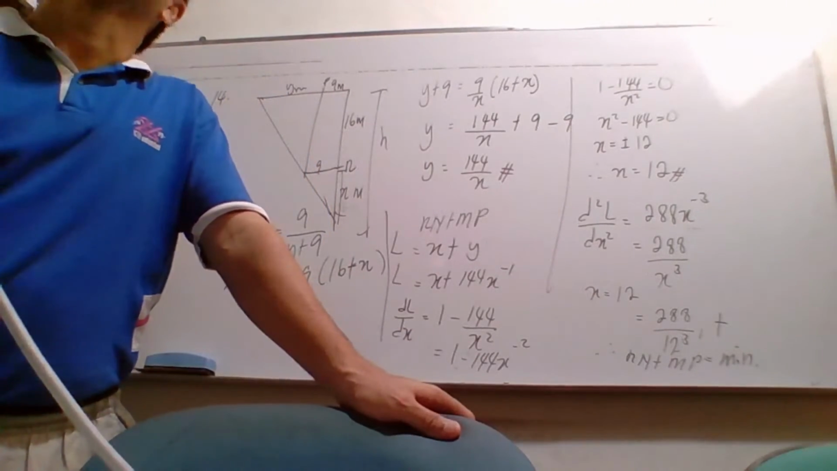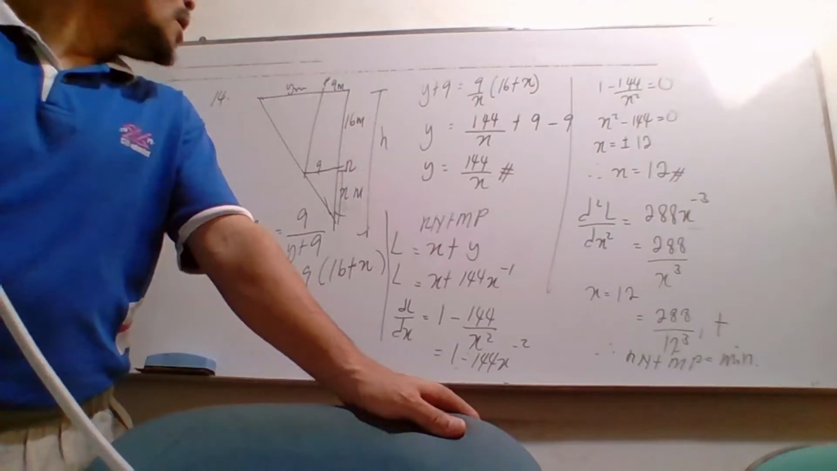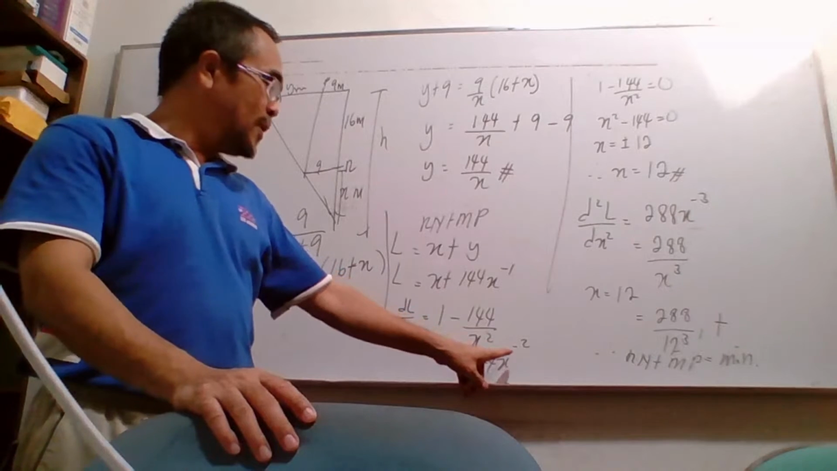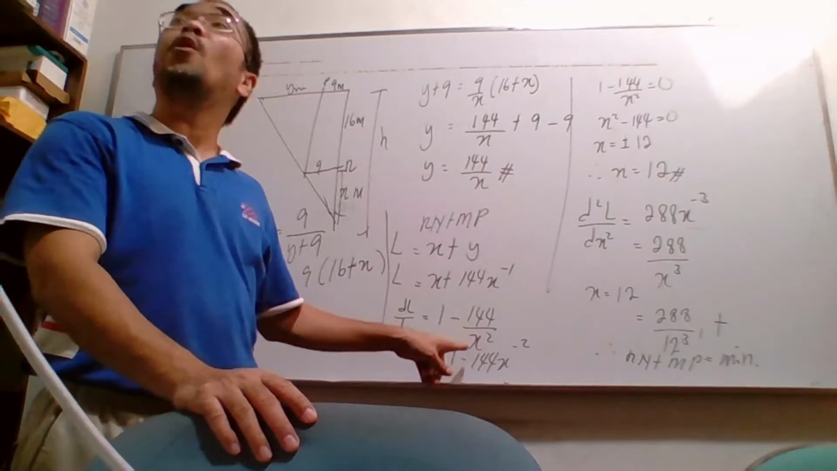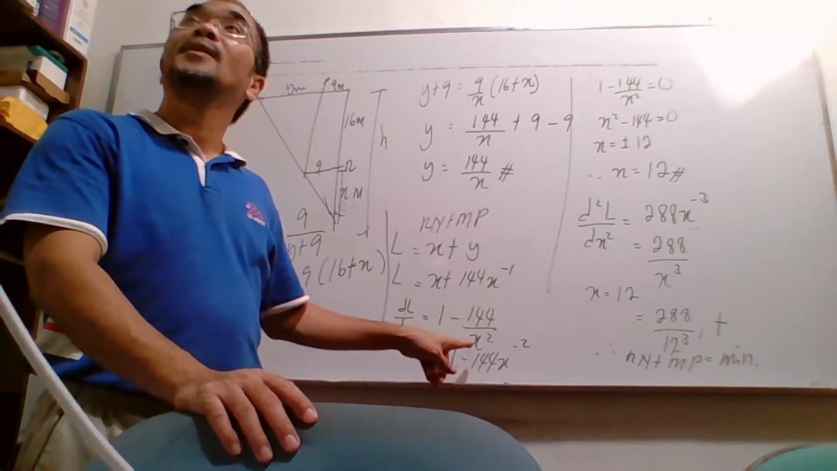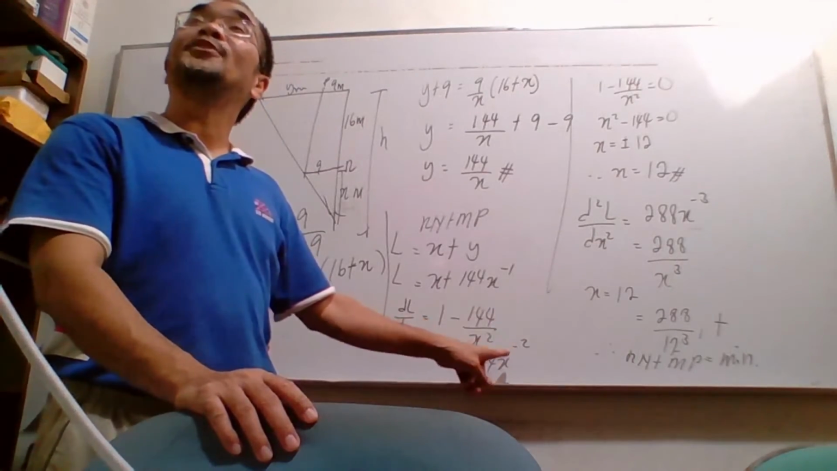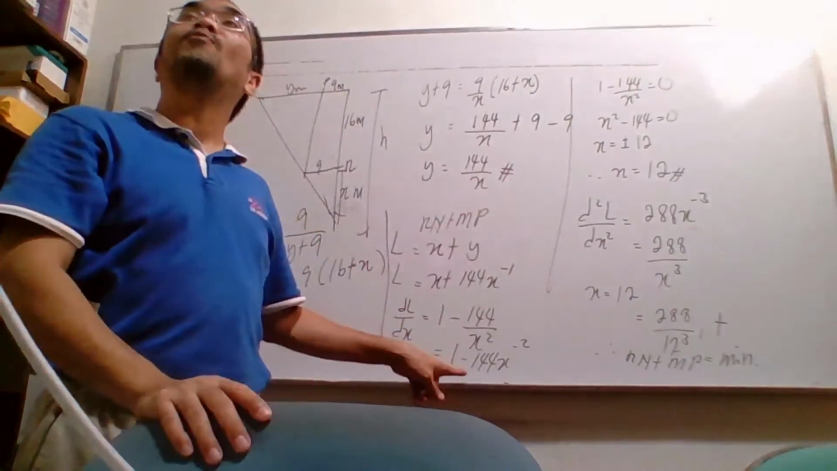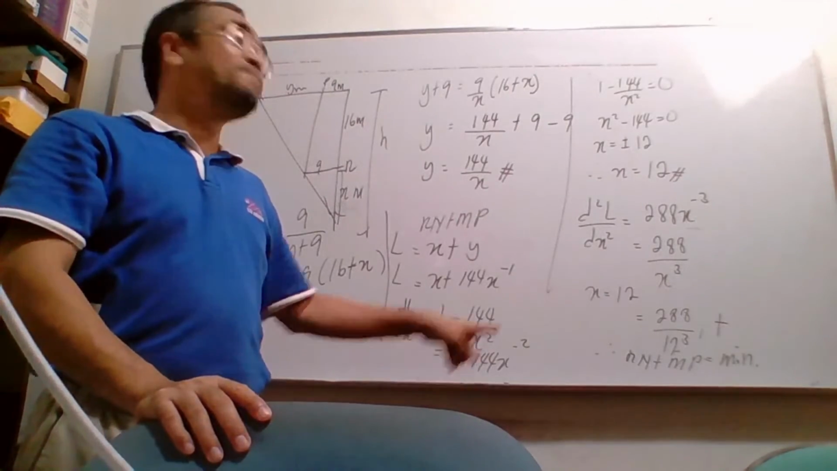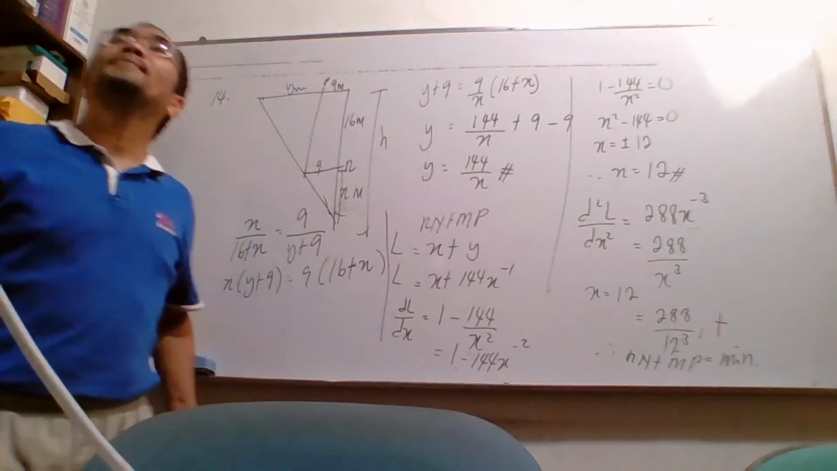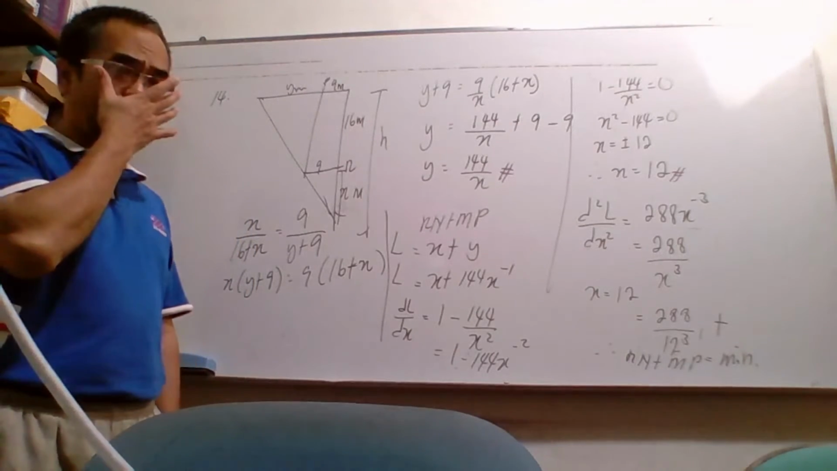Because if this is negative 1 to 4 square, if you bring it up, it becomes negative 2. You differentiate that, negative 2 you multiply by 144.